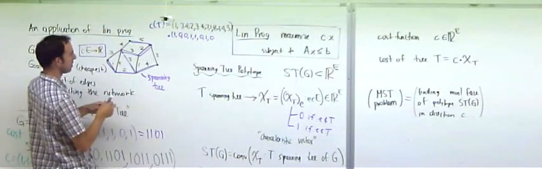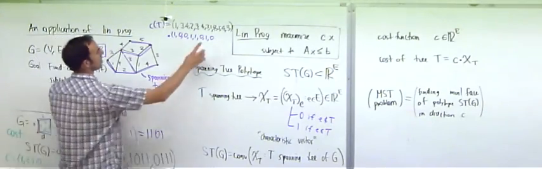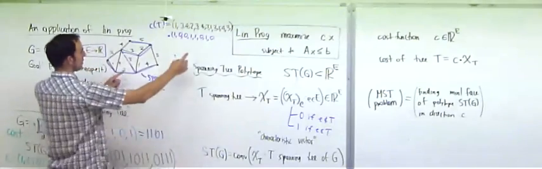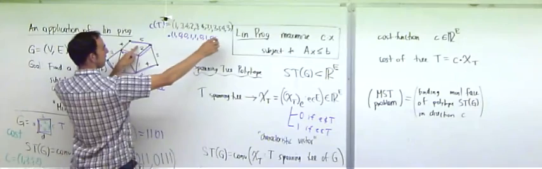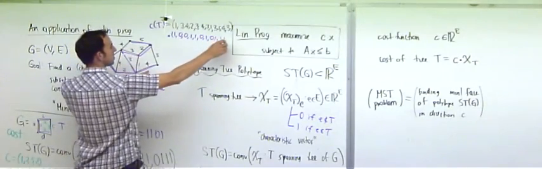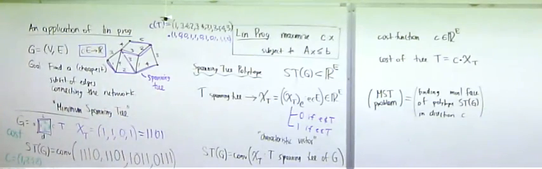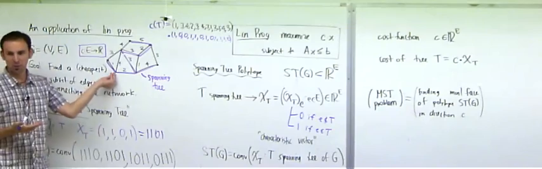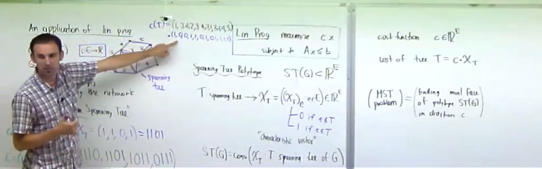This 2 is in the tree, the 5 is in the tree, the 4 is in the tree, and the 3 is not in the tree. So I'm saying that this combinatorial notion of the cost of a tree is the same as the geometric notion of taking the dot product of my cost function with the characteristic vector of my tree.